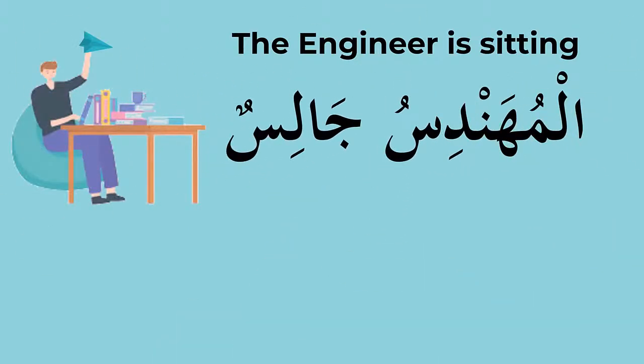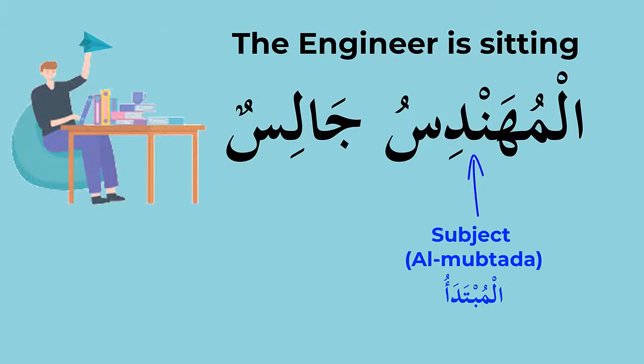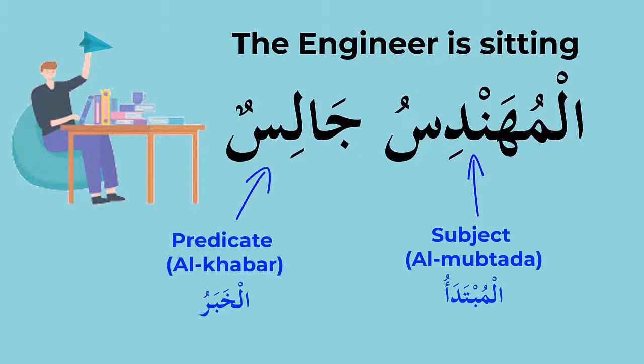Al-muhandisu. What is the meaning of muhandisu? Engineer. Al-muhandisu jalisun. It is sitting. Where is mubtada? Al-muhandisu. Jalisun is khabar. Okay.